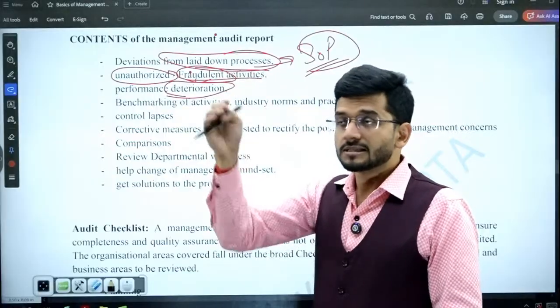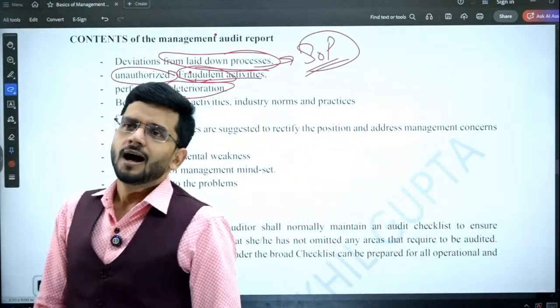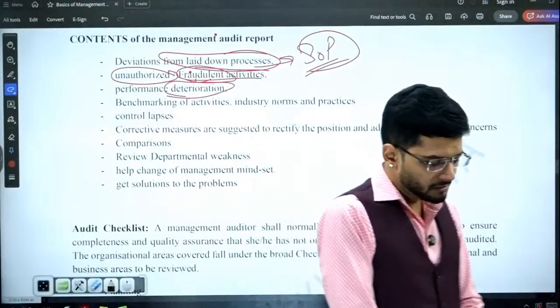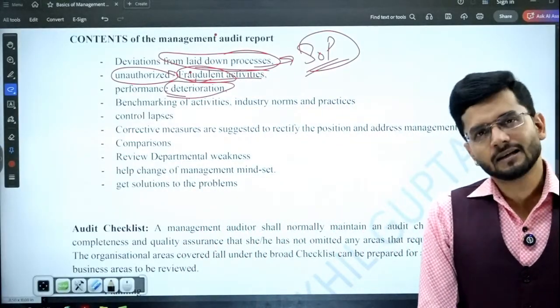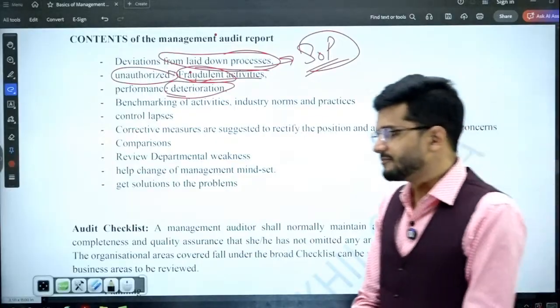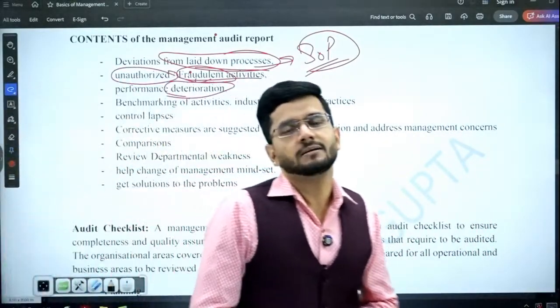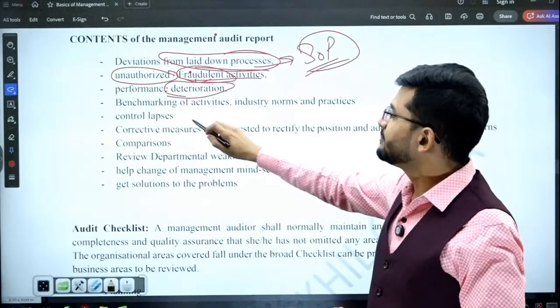Performance deterioration, where performance is declining. Of course, trend analysis can be done. ROE, ROA, P ratios, EBITDA analysis, all these things can be done. Over a trend, we can analyze whether the company's performance has increased during the tenure or has decreased. So that can be a part of your management audit report.